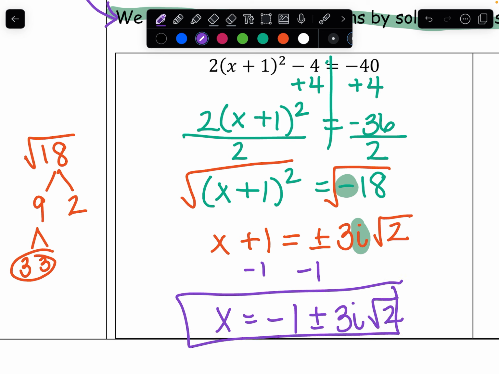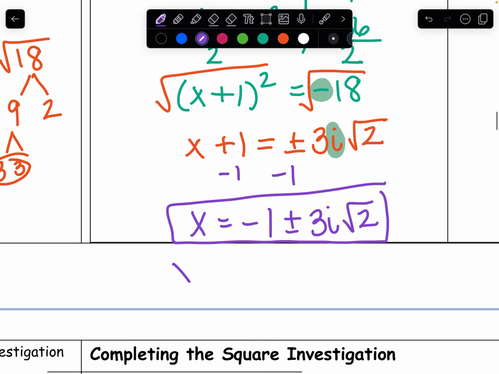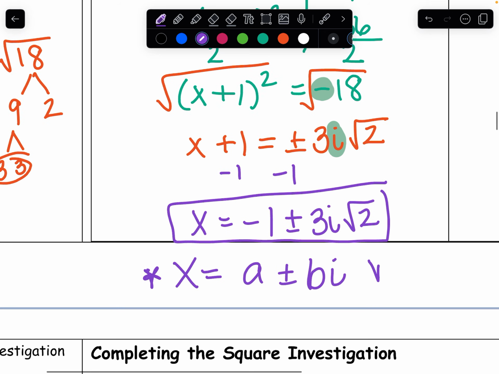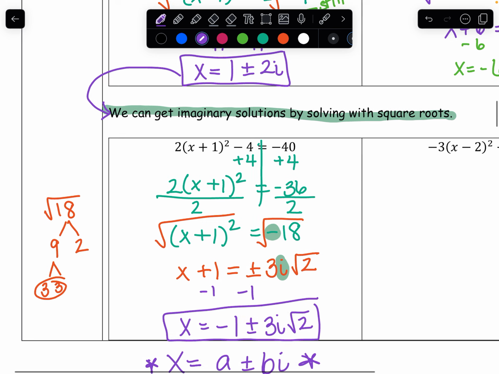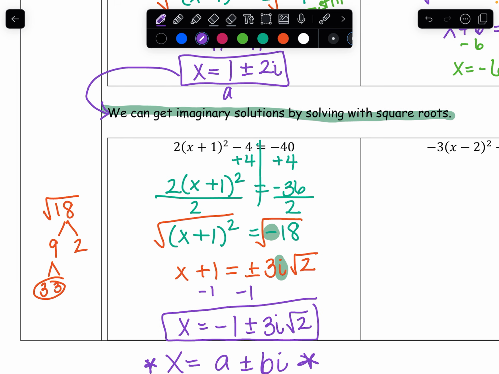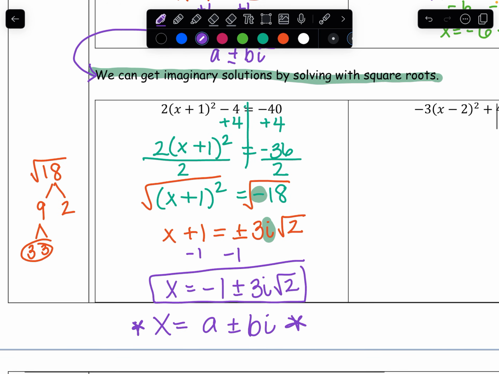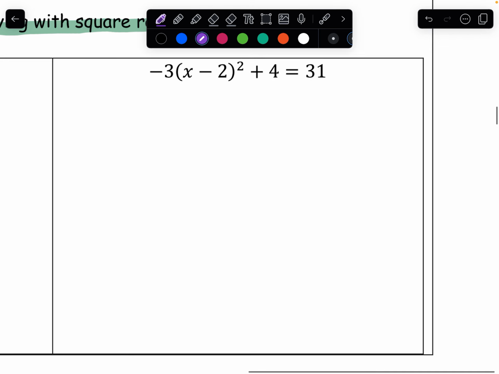Now, the answer for this, oops, it does need to look like this because x needs to equal a plus or minus bi. Remember, that's the setup of a complex number. And so that's also why on the previous problem, a plus bi, that form had to show that way. Okay. Let's do one more on this page and then we'll move on.